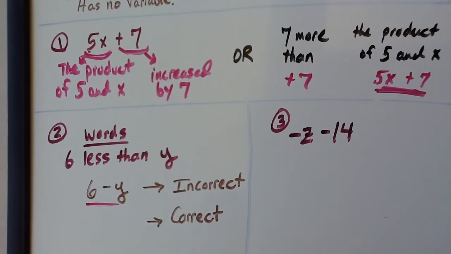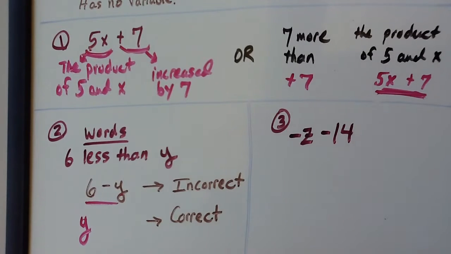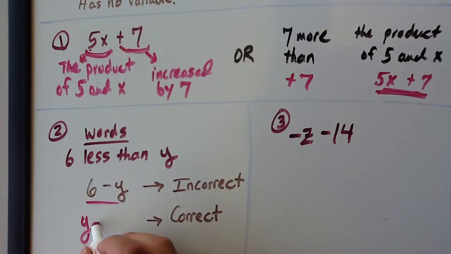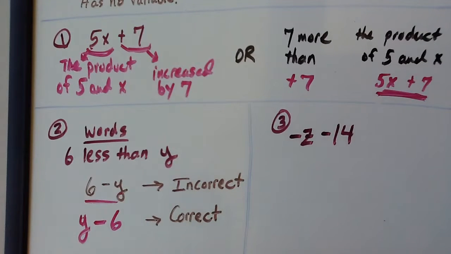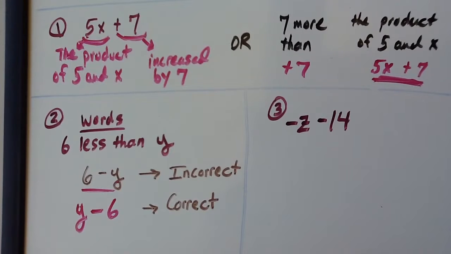And so here's the correct way. If you want 6 less than y, whatever y is, if you want 6 less than that, I need to take 6 away from y. And if I take 6 away from y, I need to subtract 6 from y. And so this is the correct algebraic expression for these words. Okay, in this expression, how many terms are there? Well, y is a term and negative 6 is a term. So there's 2 terms. The variable, of course, is y.